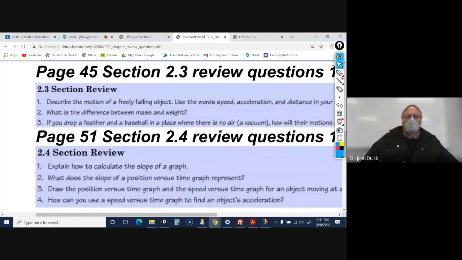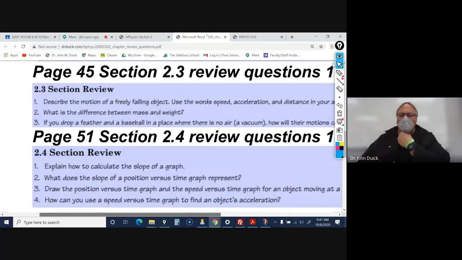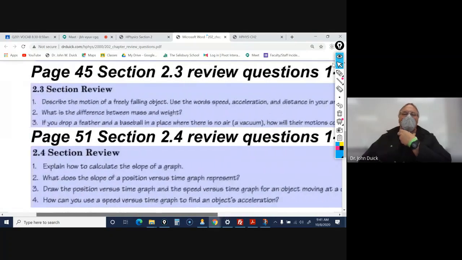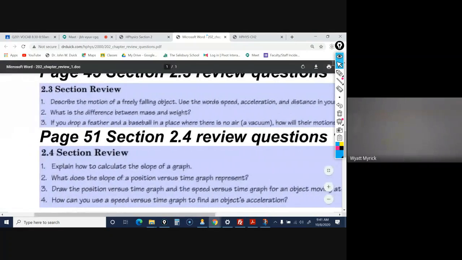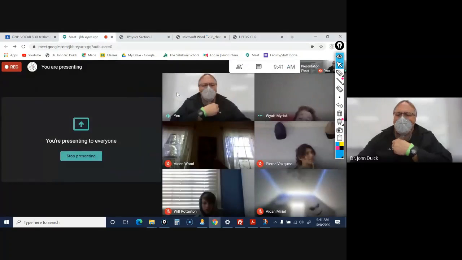This one. You drop a feather and a baseball in a place where there's no air, a vacuum. How will their motions compare and why? They'll be the same because there's no air resistance. Who said that? Why?